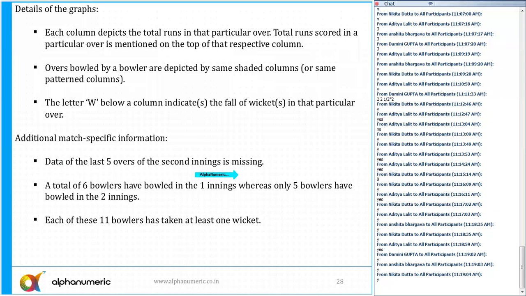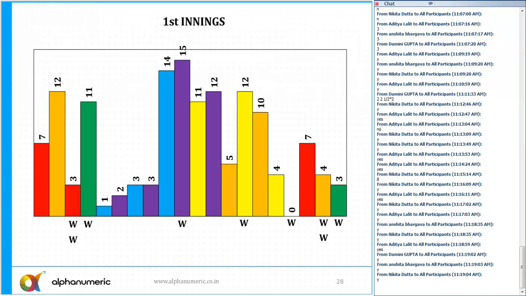Alright. A total of 6 bowlers have bowled in the first innings, whereas only 5 bowlers have bowled in the second inning. So first inning 6 bowlers, second inning 5 bowlers. Each of the 11 bowlers has taken at least one wicket. Okay.